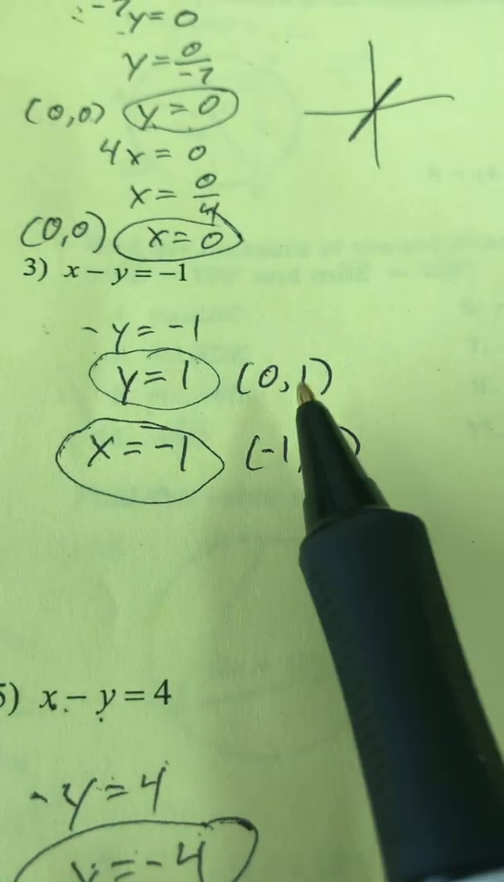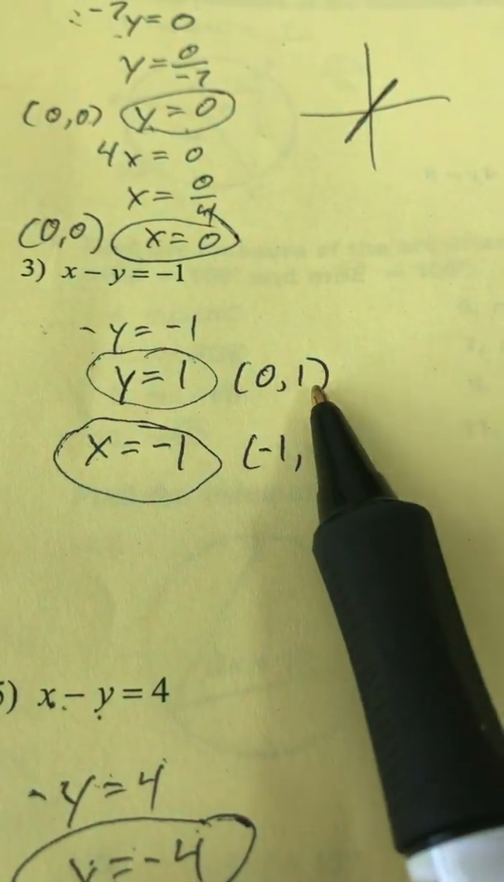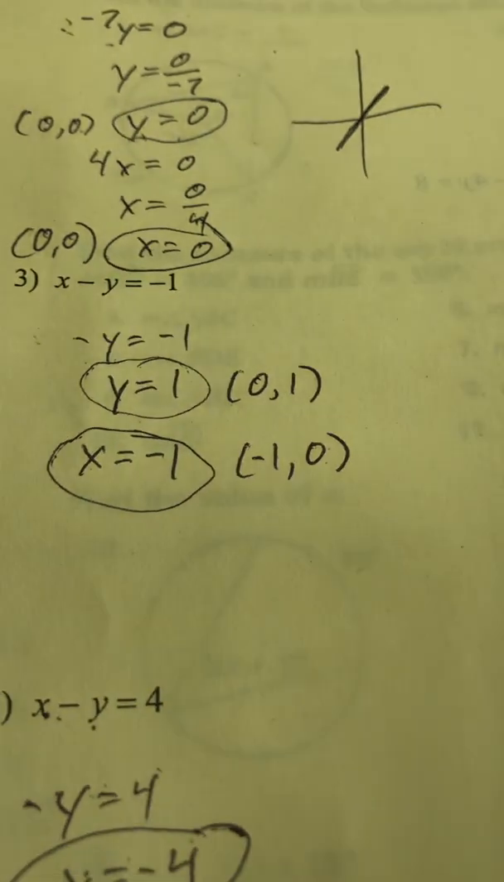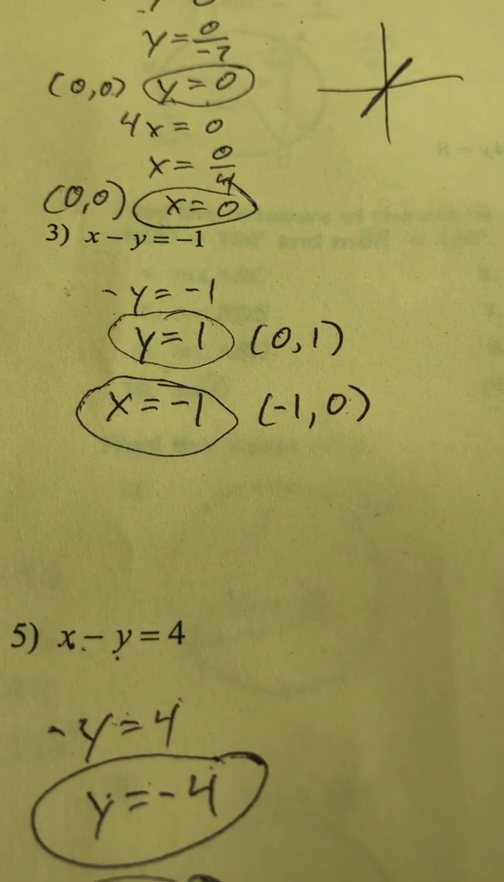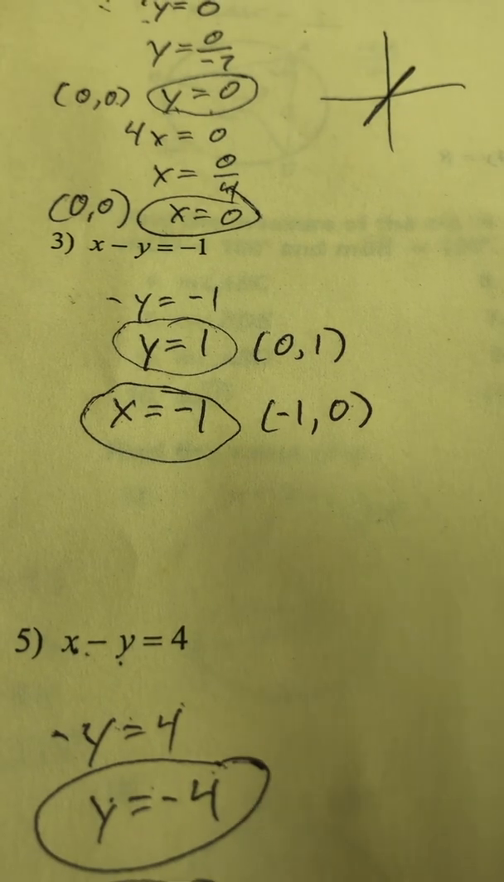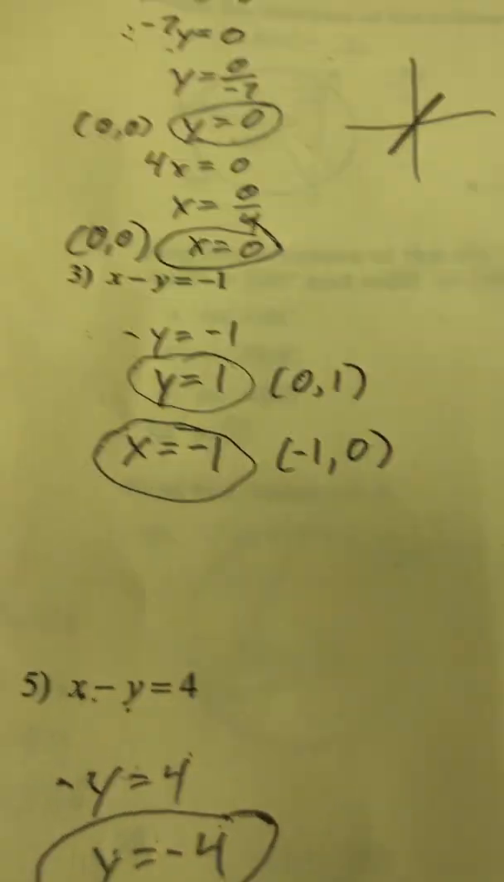I have nothing else to do. So x is negative 1 when y is 0. So that's the x-intercept. That's where it's going to cross the x-axis at negative 1, and it's going to cross the y-axis at 1. You could plot those points, and you could make a line out of them. Let me put that on there real quick, so you could see it being done.